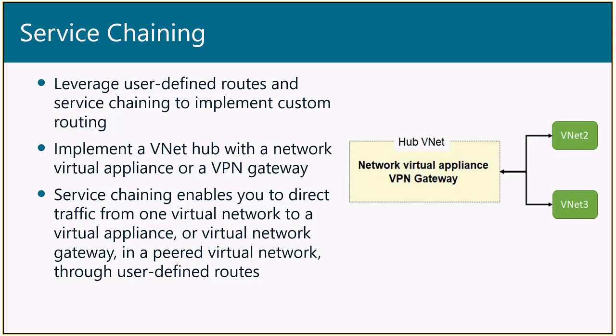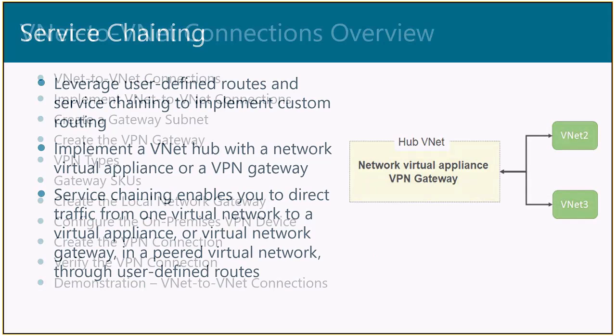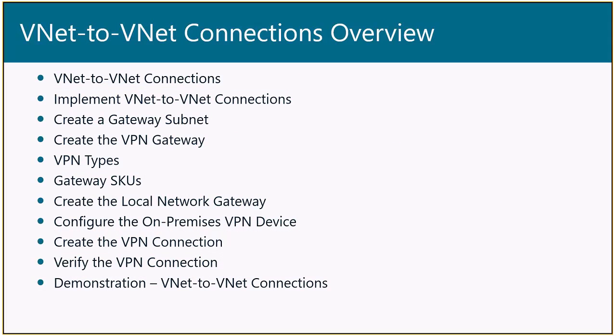And service chaining is what we just did. Leverage user-defined routes and service chaining to implement custom routing. Implement a VNet hub with a network virtual appliance or a VPN gateway. That's what we did: we did a hub and we selected a virtual appliance. Service chaining enables you to direct traffic from one virtual network to a virtual appliance, a virtual network gateway, or a peered virtual network through the user-defined routes. And that's what we did.